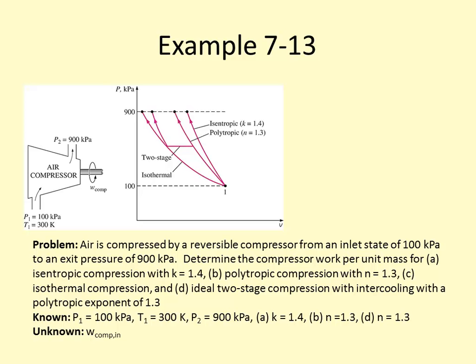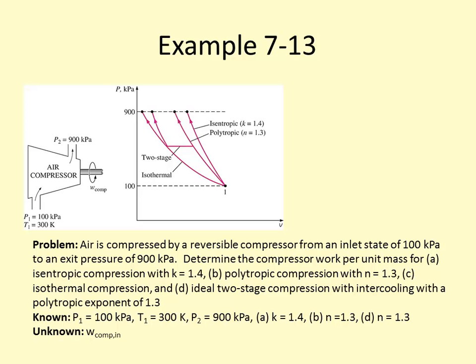Okay, air is compressed by a reversible compressor from an inlet state of 100 kilopascal. Okay, so when it tells us initially that it's a reversible compressor, what do we know? What was the question we were all getting? If it's a reversible compressor, then what does that tell us? Being reversible, you want to assume that, since we don't have any irreversibilities, the ideal case.